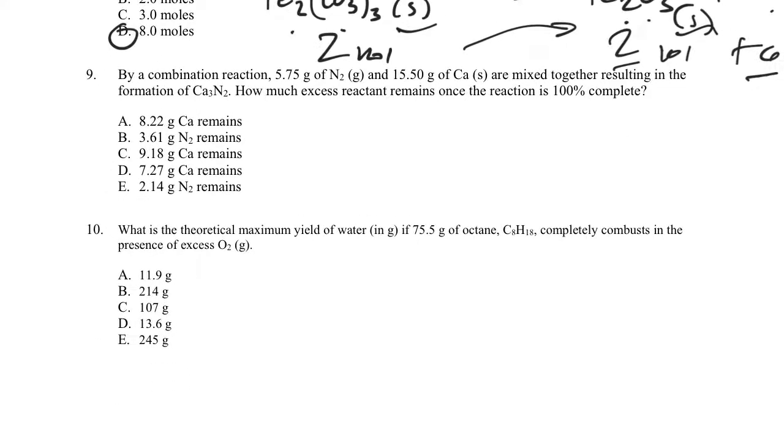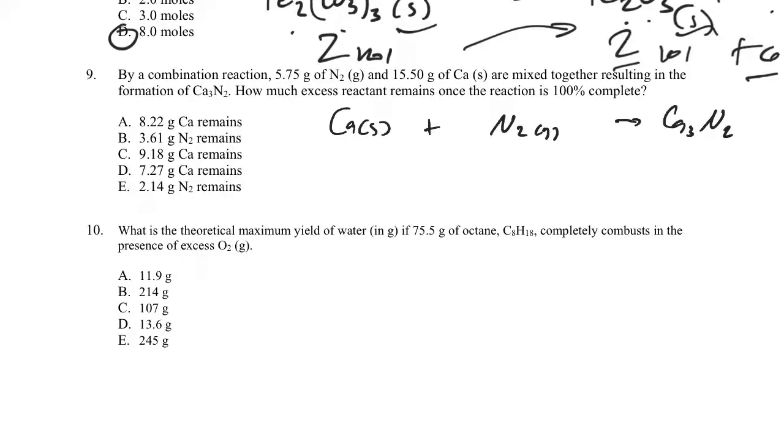So then we're told by a combination reaction, N2 and Ca, calcium, are mixed together, resulting in the formation of Ca3N2, that's calcium nitride. How much excess reactant remains once the reaction is 100% complete? So this is looking at the case of having calcium solid plus N2 gas forms Ca3N2. So we're going to need 3 calciums, and then everything else is balanced.